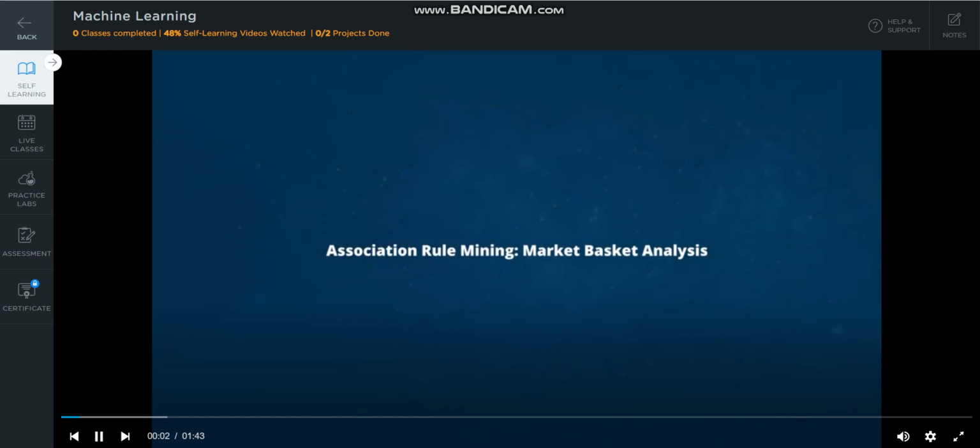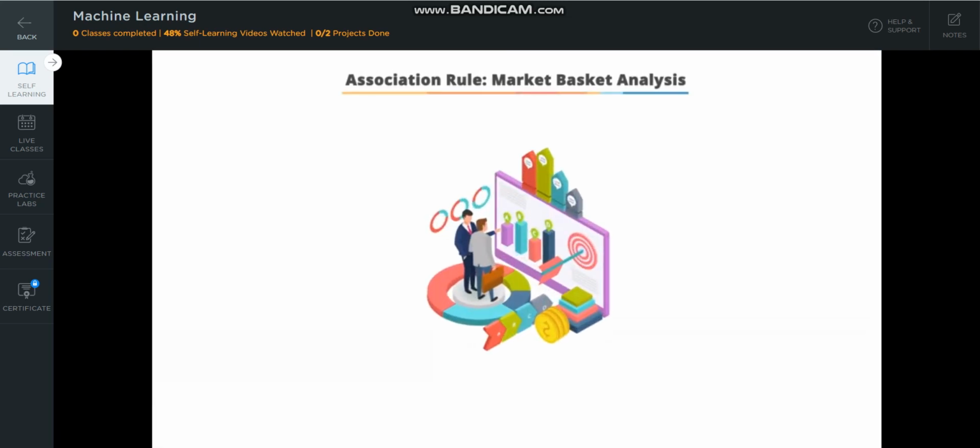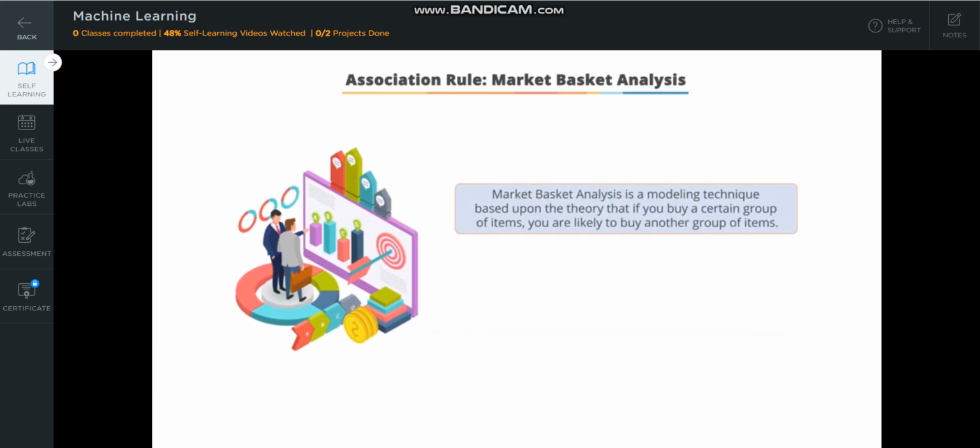Association rule mining, market basket analysis. Let's understand the association rule using the given example. Market basket analysis is a modeling technique based upon the theory that if you buy a certain group of items, you are more or less likely to buy another group of items. An item set is the set of items that a customer buys, and market basket analysis is used to find the relationships between purchases.